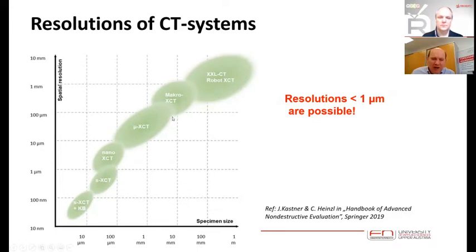Then we come to higher resolutions, below 1 micron. Resolutions below 1 micron are possible with conventional laboratory CT systems. We can have resolutions in the area of 500, I would say 600 nanometers. The industrial CT systems range from a resolution a little bit below 1 micron up to 10 millimeters, and the sample size is from something like 100 microns up to several meters, 10 meters. When you want higher resolutions, you have to go to synchrotrons.